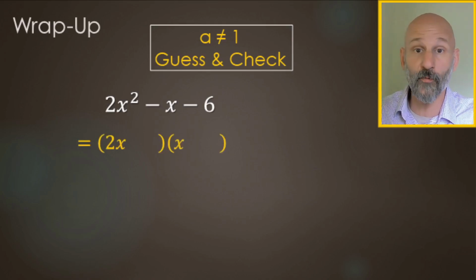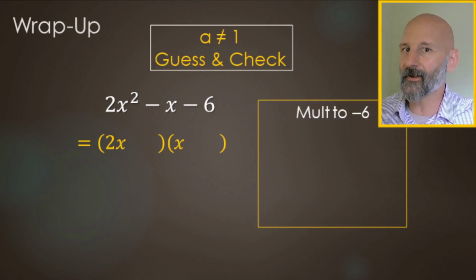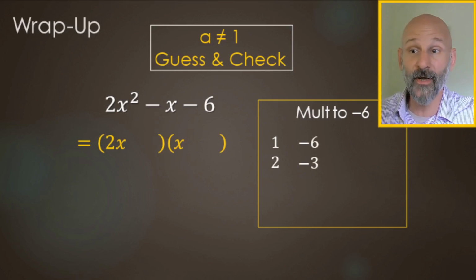Okay, so guess and check, we set up our firsts first, right? So multiplies to 2x squared, that's going to be a 2x and an x. And then these numbers that go here, the lasts, those are going to multiply to a negative 6. So if you don't write out the list, at least have one in your head, or vice versa. If you don't have one in your head, then write it out, right? To make sure you get them all. Multiplies to negative 6, 1 and negative 6, 2 and negative 3.